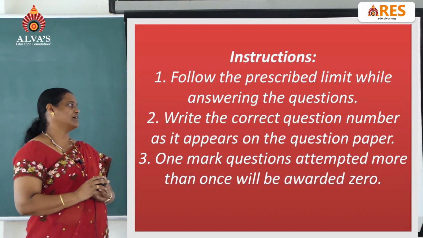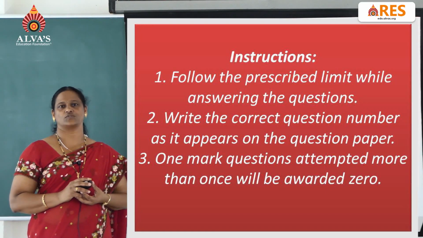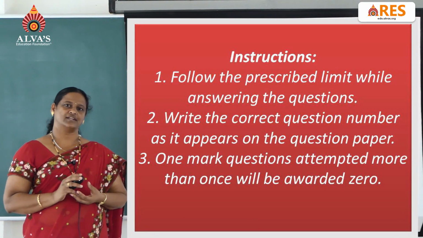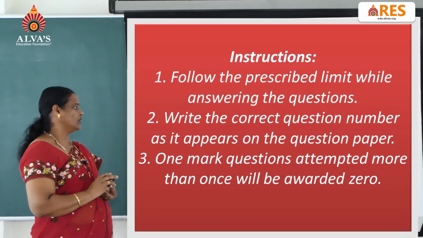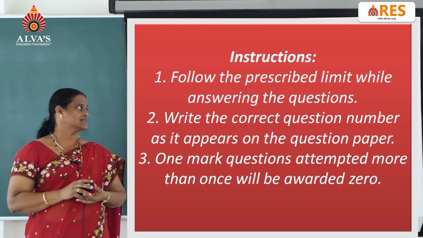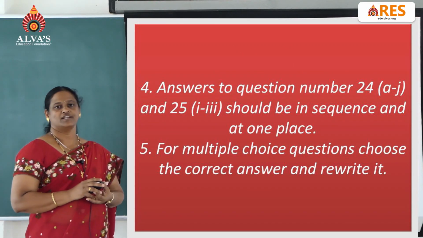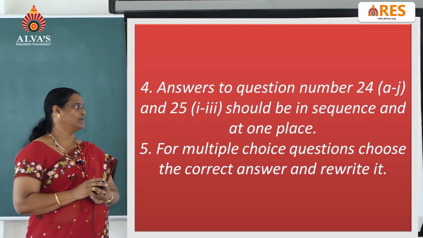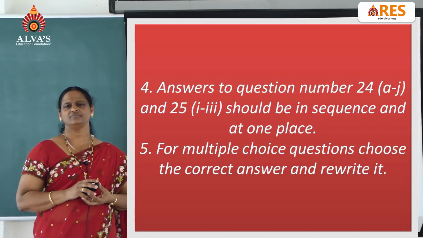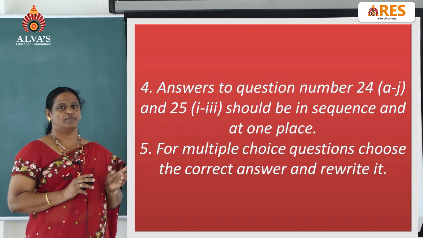Write the correct question number as it appears on the question paper. Even if there is a printing error in the question paper, you don't have any right to change the question number. You have to write it as it is. Then 1 mark questions attempted more than once will be awarded 0. Then answers to question number 24 and 25 should be in sequence and at one place. Here, as we discuss question number 24 and 25, I'll make it more clear there.